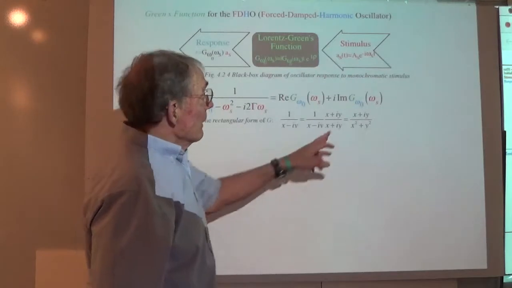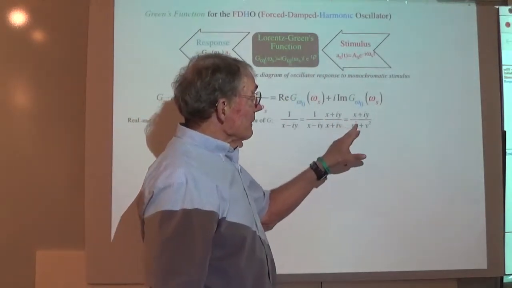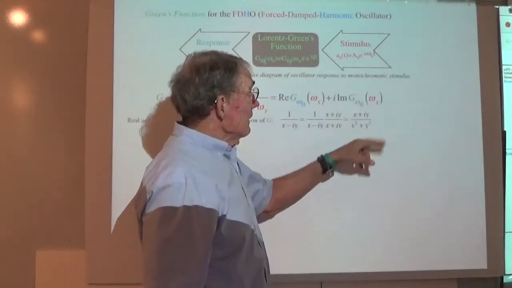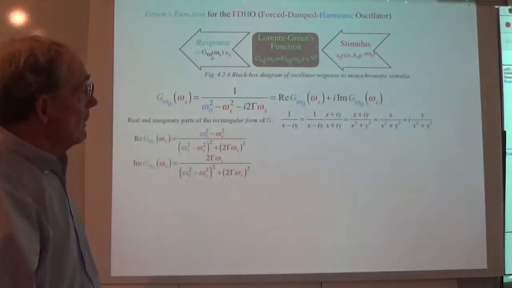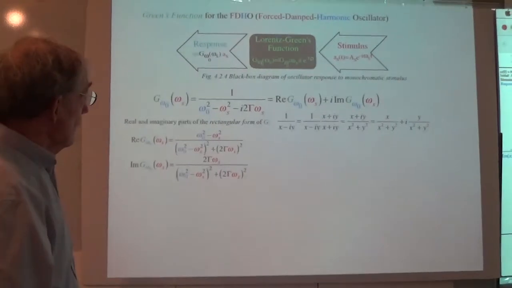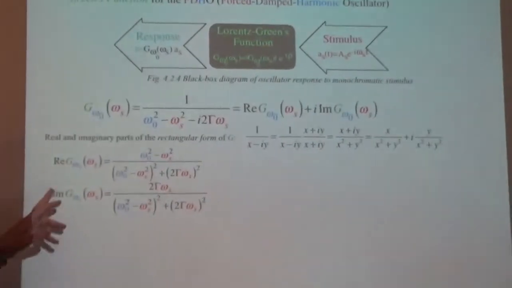This thing here is going to be the x divided by the sum of the squares, and this one's going to be the y divided by the sum of the squares. So this is all stuff that you learned, hopefully, in high school. But here's what it looks like.